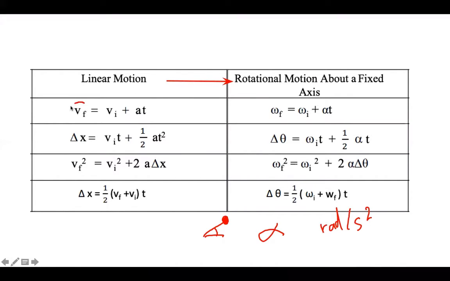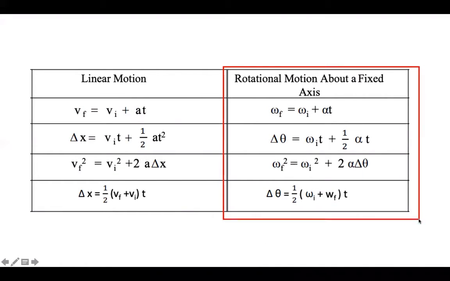As you can see, velocity now becomes angular velocity. V changes to omega, and a becomes alpha. T is still the same. This is a change of displacement, but here it is a change of angle. So V becomes angular speed omega, and so forth. We have all the formulas here, and we use them to do the calculation.